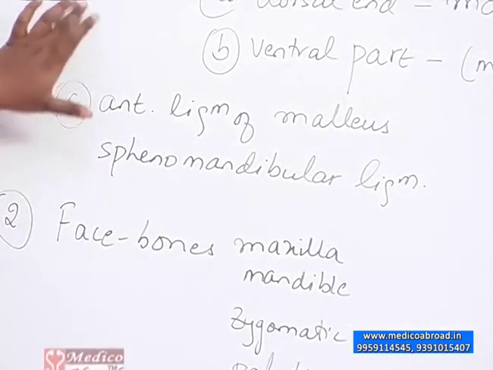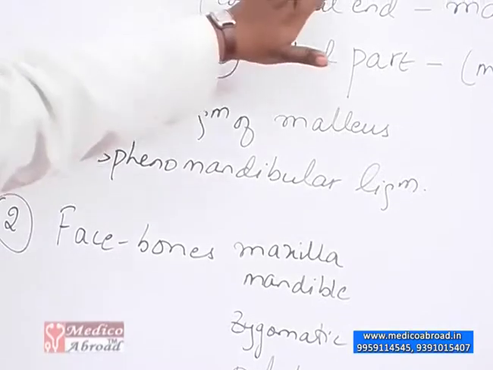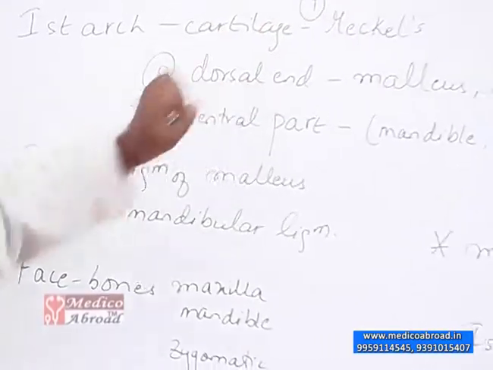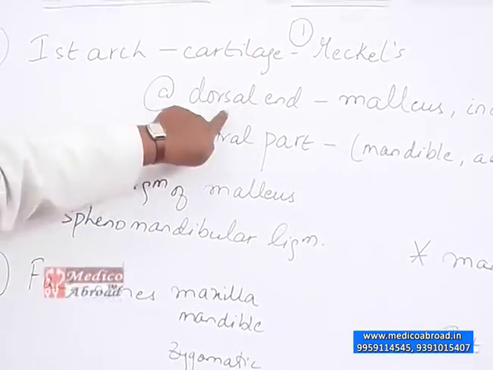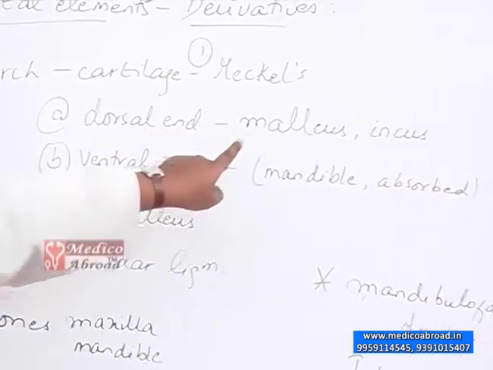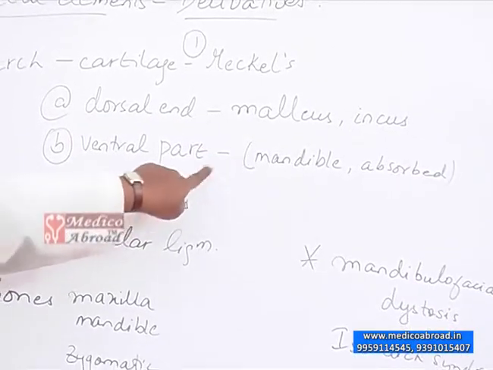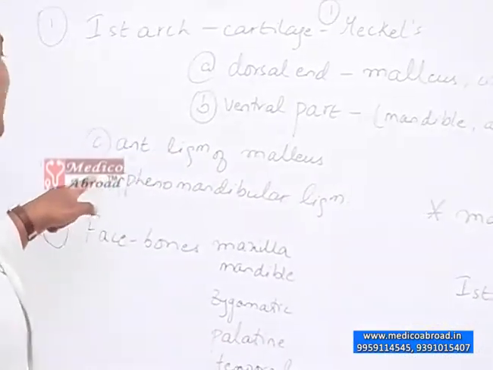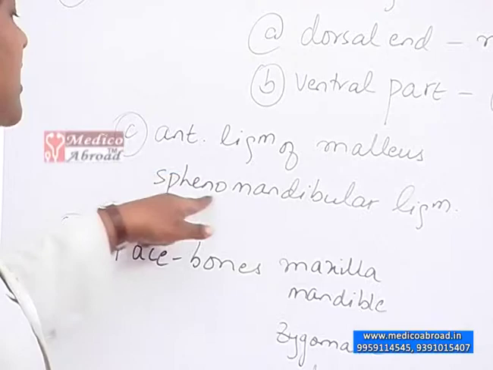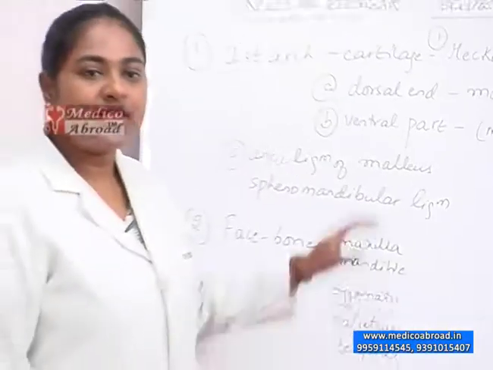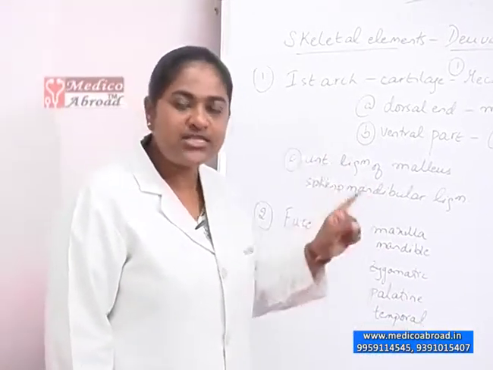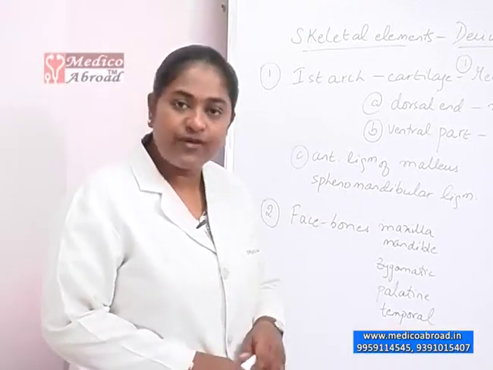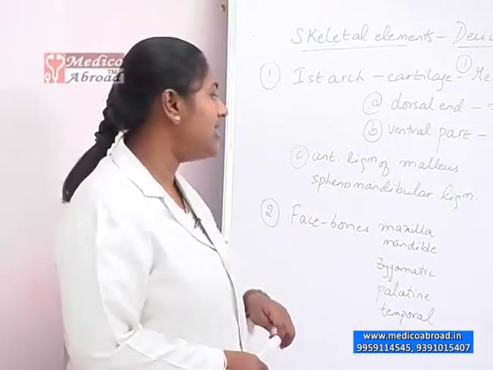So let's now look at the derivatives of the first arch. The cartilage is called Meckel's cartilage, and the dorsal end forms the malleus and incus. The ventral part forms the absorbed part of the mandible. The perichondrium remains, and this forms the anterior ligament of malleus and the sphenomandibular ligament. These are the derivatives of the first skeletal element of the first pharyngeal arch or the first branchial arch.